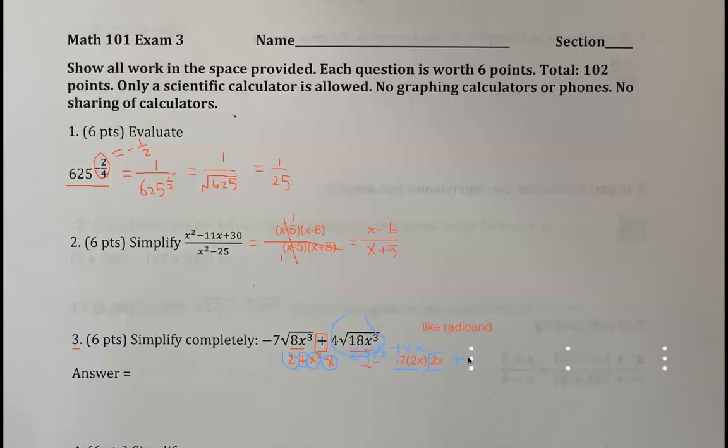So that becomes 4 times 3x, then the square root of 2x. We still have 2x left inside, right? But this 2x is still under the square root. So this is 4 times 3x. What's 4 times 3x? It's 12x.